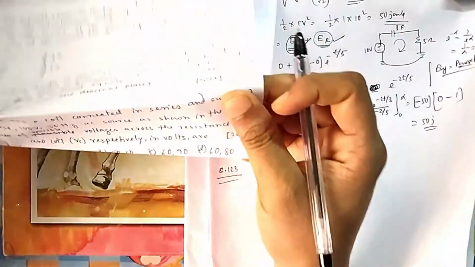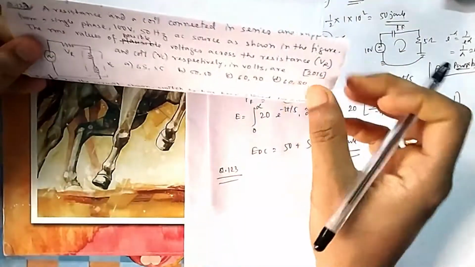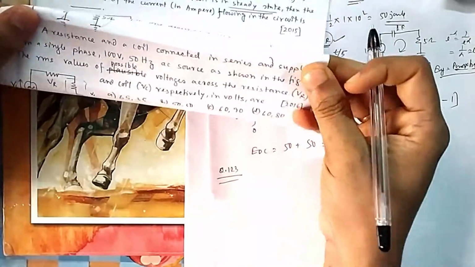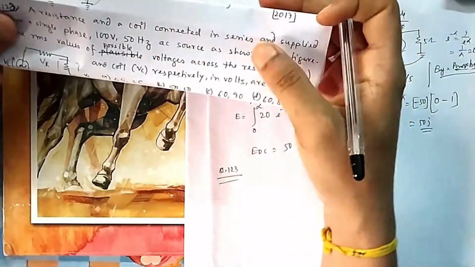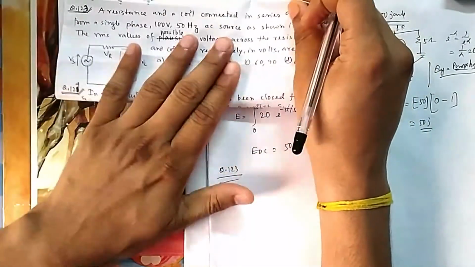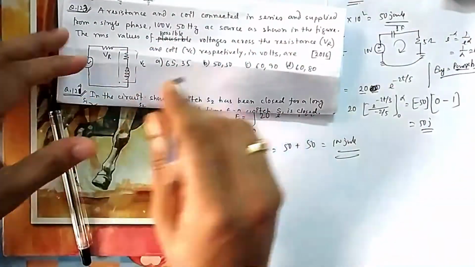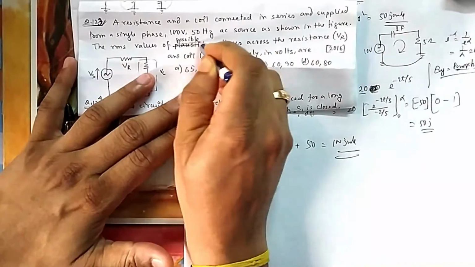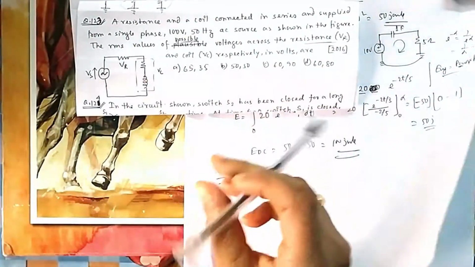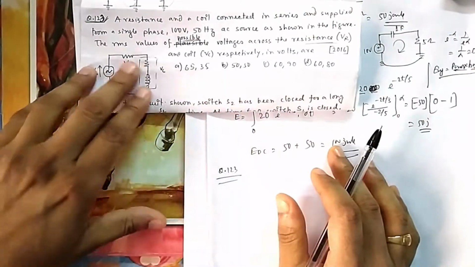Now question number 1, 2, 3. A resistance and a coil connected in series are supplied from a single phase AC source as shown in the figure. The RMS values of all the possible voltages across the resistance are asked. They are not asking what the voltage is, they are asking the possible voltages. That's why they have not given any values.